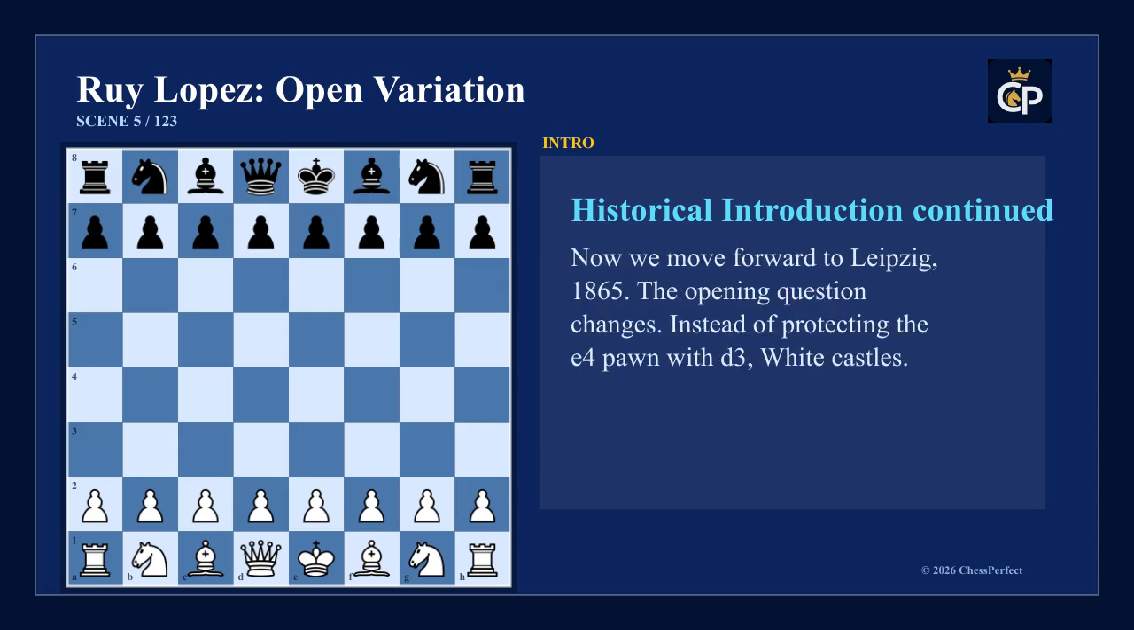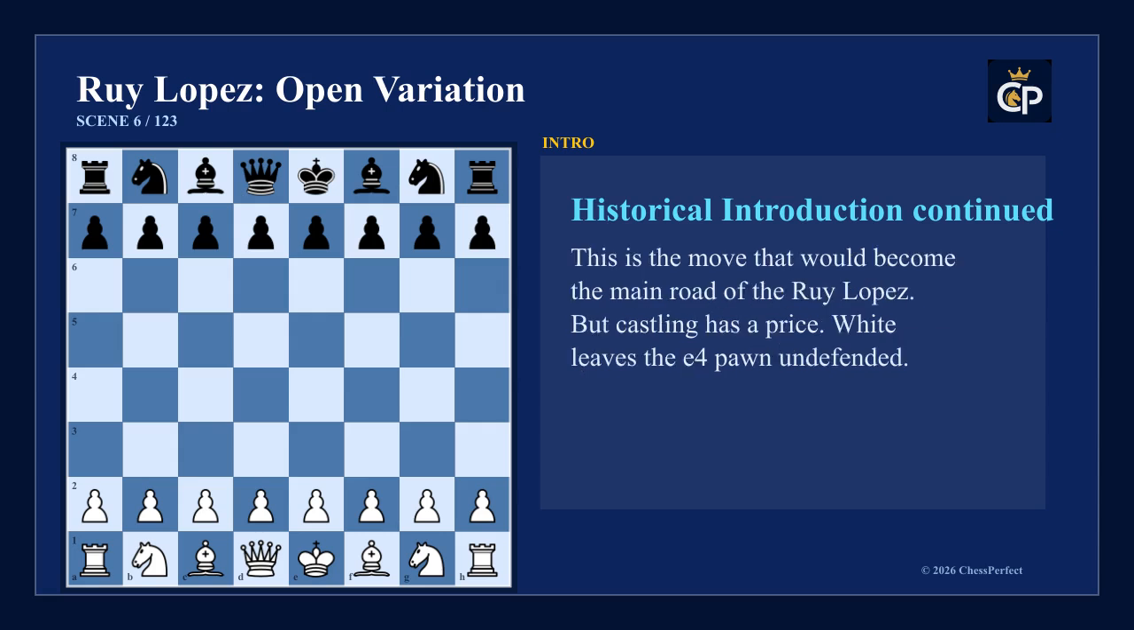Now we move forward to Leipzig, 1865. The opening question changes. Instead of protecting the e4 pawn with d3, White castles. This is the move that would become the main road of the Ruy Lopez. But castling has a price. White leaves the e4 pawn undefended.